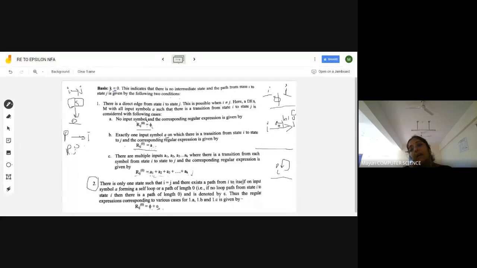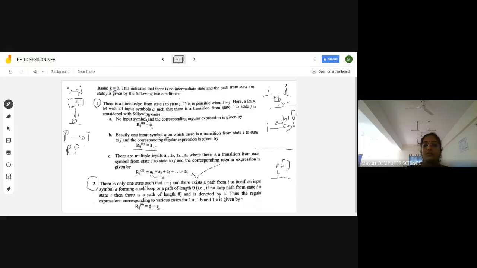Either I may go with A, or I will go with B, or I will go with C. So that is what this is. I may go with A1, A2, A3 like that. So multiple inputs are possible when you travel from I to J. Your first point is K equals 0, no intermediate states. I have only two states, that is I and J. I may not have any input, I may have one input, or I may have multiple inputs. So that is what A, B, C are.